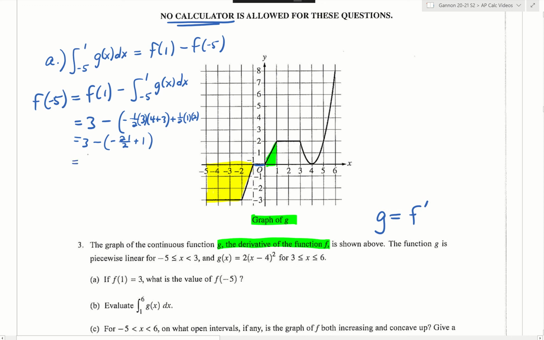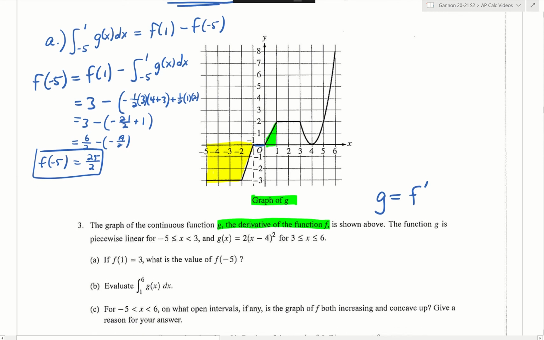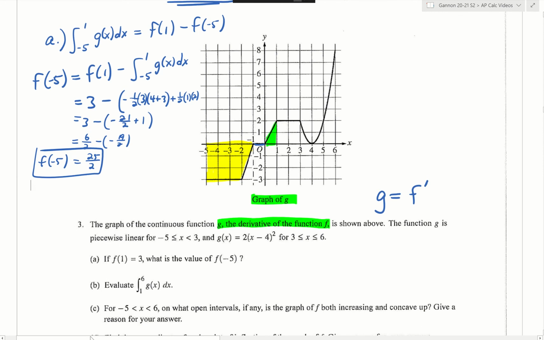So if we get a common denominator, that's going to be 6 halves minus 19 halves. If we add those together, we get 25 halves, and f of negative 5 is 25 halves, or 12.5. All right, any questions? If you have questions, you want to look over it again. But because g is the derivative of f, in order for us to calculate this, g of x is f prime. When we take the integral, we get f.